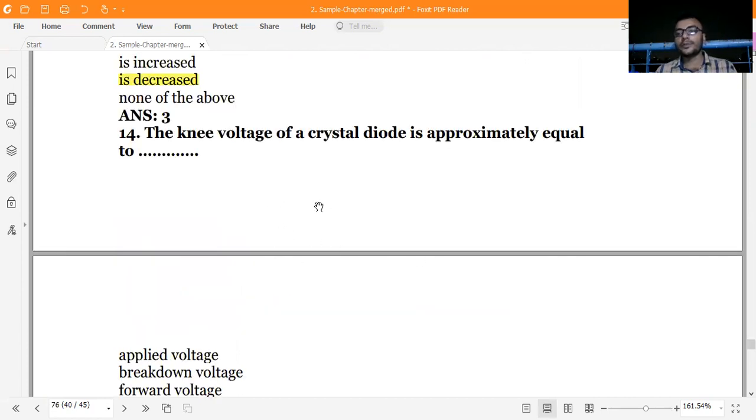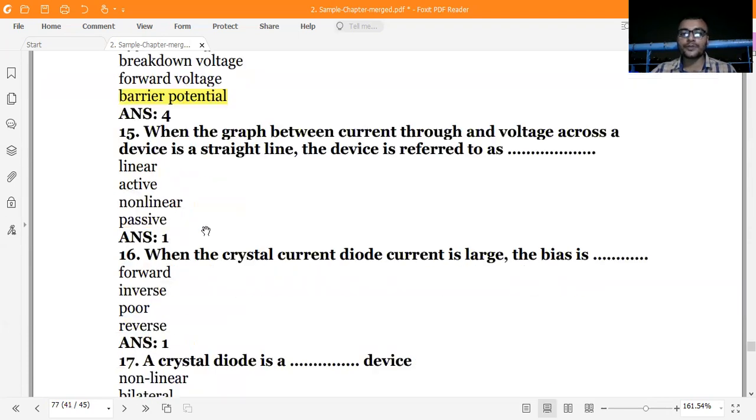What is the knee voltage of germanium? Yes, the knee voltage for germanium is 0.3, for silicon 0.7, and for gallium arsenide its value is 1.1 electron volts.